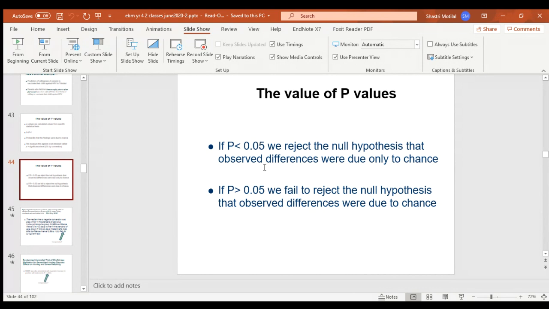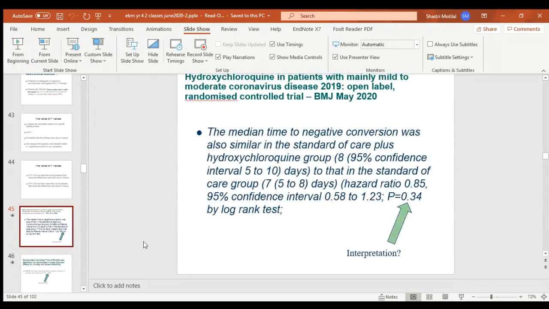So let's go into two examples. Again, I try to make examples relevant to what the world is going through now. This was one of the studies that was published in BMJ last month, hydroxychloroquine for patients with COVID-19. And this was the results, copy and pasted from the paper. So what are the results saying? The results are saying all kinds of stuff.